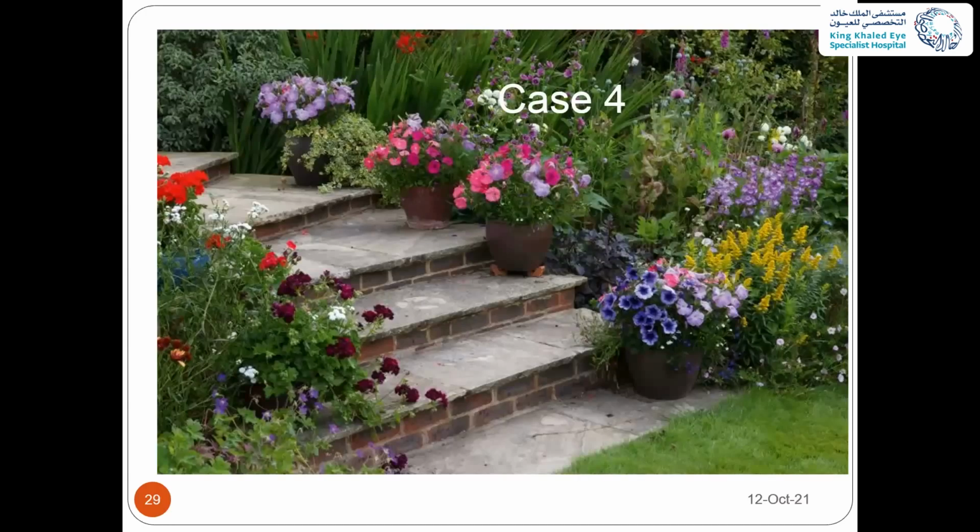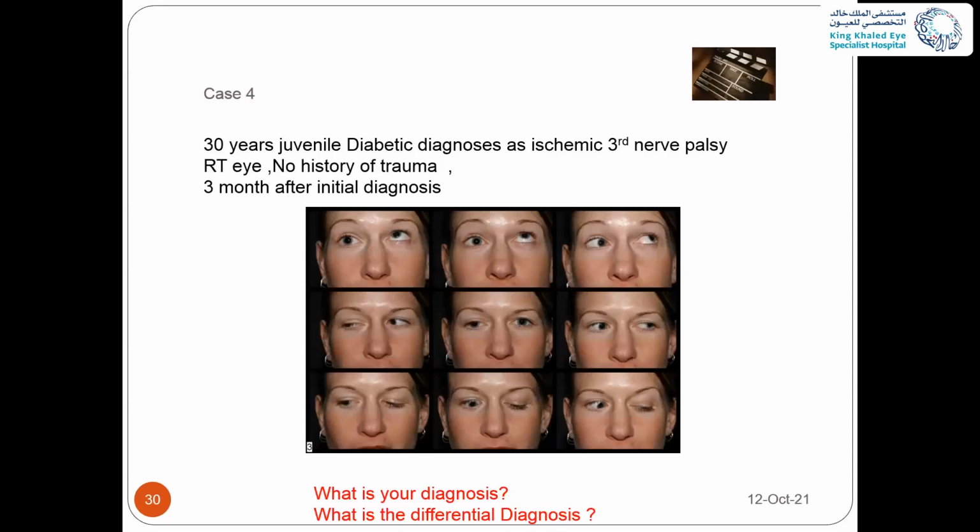Let us go to case number 4. Here we have a 30 years old lady who is known to have juvenile diabetes, diagnosed by ophthalmology as third nerve palsy, pupil not involved, and there is no history of trauma. The patient was followed up by the ophthalmologist, no imaging done, and he was reassuring her that it might go away, she's diabetic, and the pupil is not involved. After the first 1 month, pupil still not involved, so he was happy that it's not due to aneurysm.